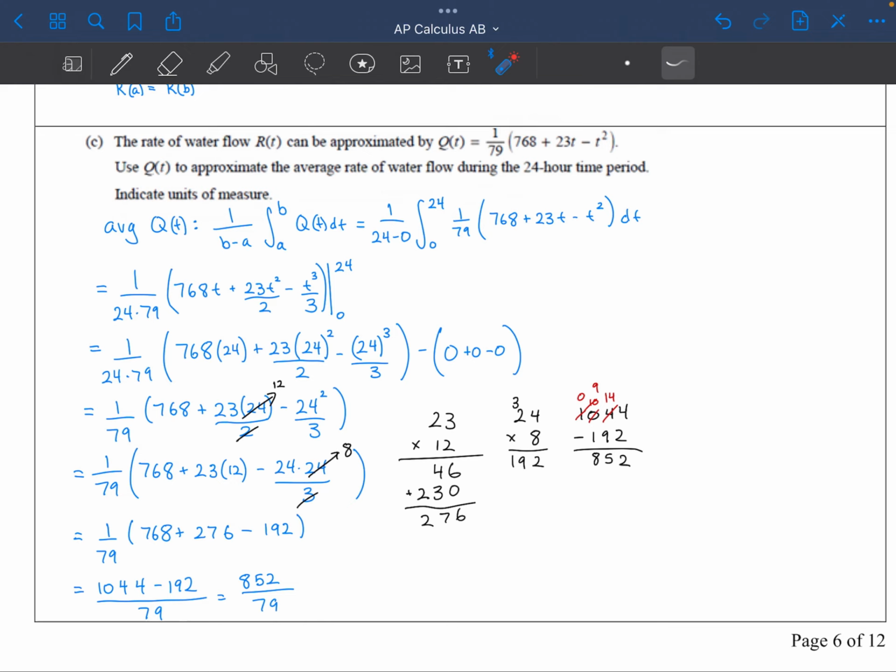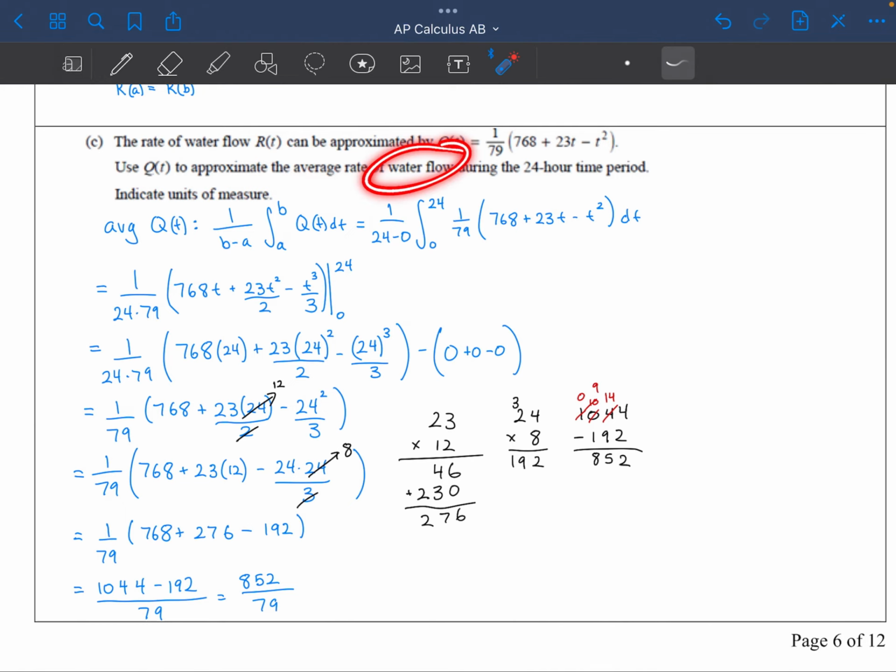We did not indicate units of measure. So what did we do? That was just water flow, but we wanted to find the average rate of water flow. And the way that I always think about average is it stays with the same units. If I ask you, what's the average temperature outside? You'll tell me it's 28 degrees. You won't change it to 28 degrees per second. That wouldn't make sense. So it's the same unit.